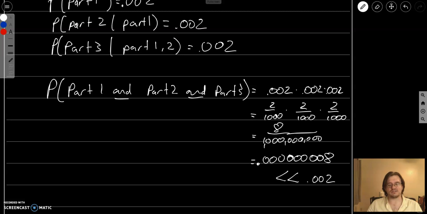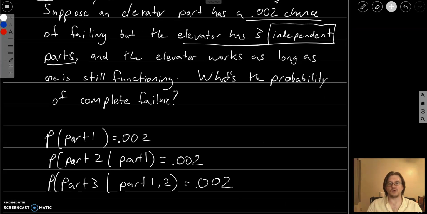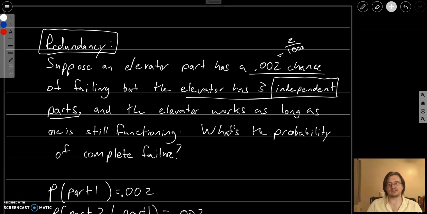So just by having 3 parts, this redundancy will save lots and lots of lives. So this is one of the important places that independence comes into play. Redundancy will save lives.